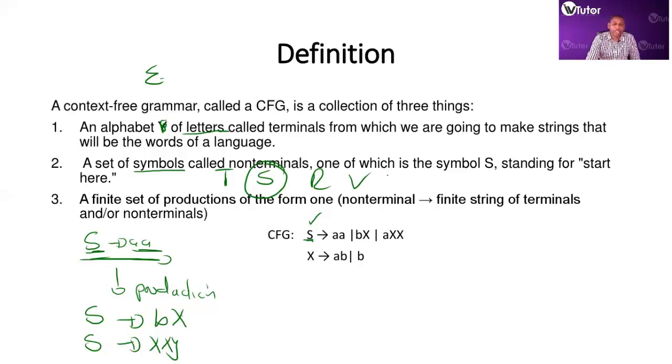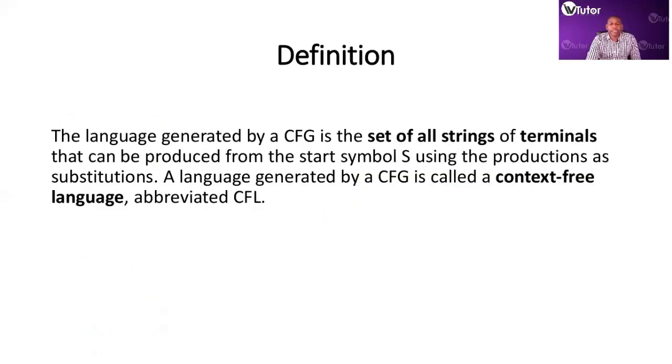All right. Now, a context-free grammar will generate words, or a set of strings. The set of strings of terminals that can be produced from the start symbol S using productions, the substitution, is called a context-free language. There are two key points to take home from this. Number one, anything that belongs in a language needs to originate from S. It needs to have started from S. Otherwise, it is not a word in the language.